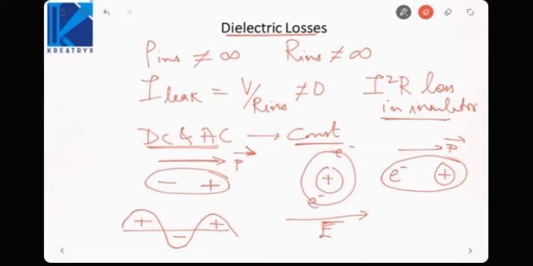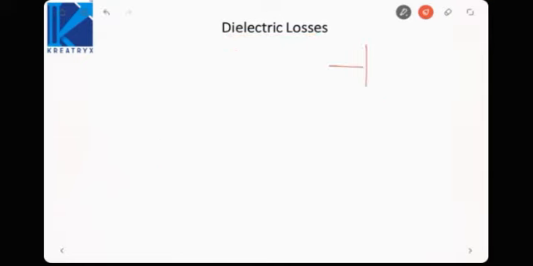Again, I am repeating, there are two components of dielectric loss. One is due to the leakage current through the dielectric. The other is due to the reversal of polarization under an alternating electric field. The major component is the reversal of polarization, but that only occurs for AC and not for DC, because in case of DC, voltage is constant, so the electric field direction will also be constant. So how do we represent a dielectric loss? We will show a dielectric as a resistance in parallel with a capacitance.